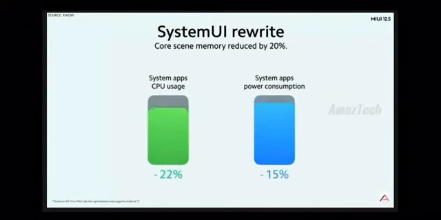So system apps in MIUI 12.5 are set to use 22% less CPU, which means more for third-party apps and games. That will hopefully mean better performance. System apps are also set to drain your battery 15% less.